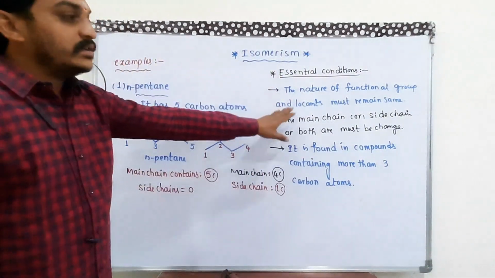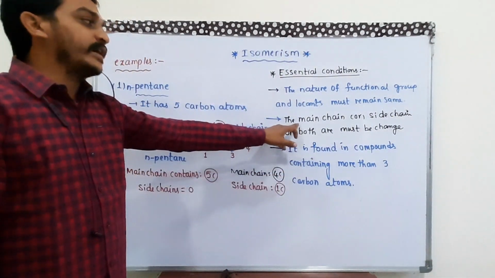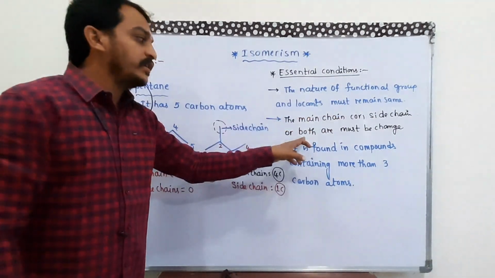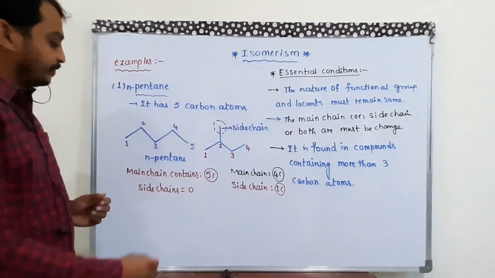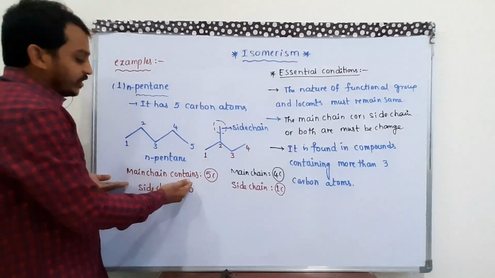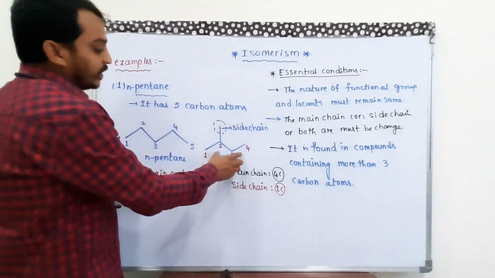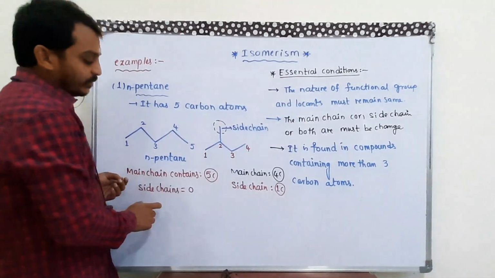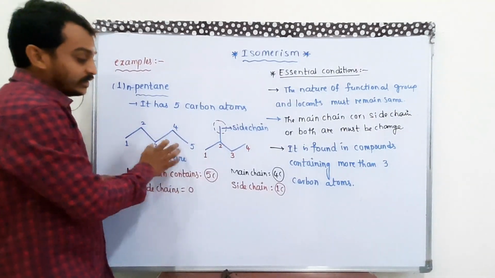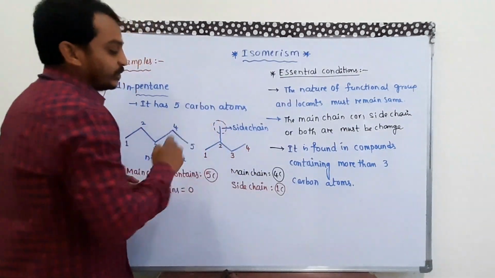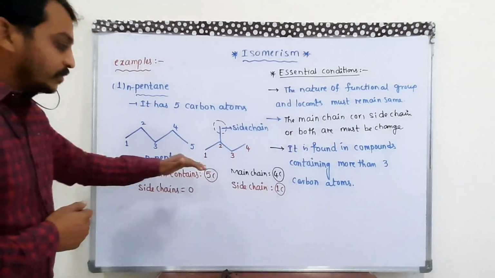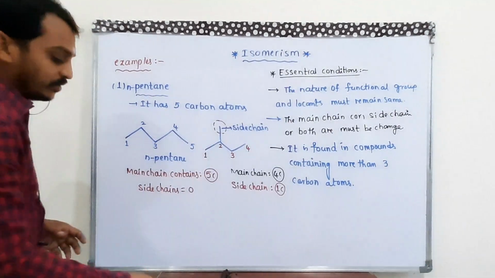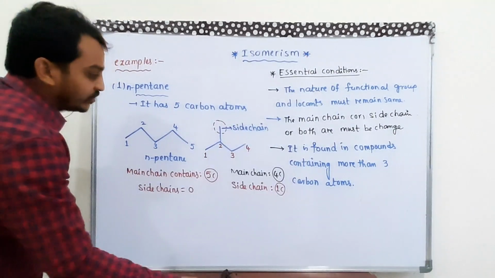Based on these essential conditions, the second condition is also satisfied here. The main chain or the side chain, or both, must be changed. In the first one, the main chain contains 5 carbon atoms, but in this it has 4. Next, in the first there are 0 side chains, and here one side chain is present on the given compound. So these two belong to chain isomers.